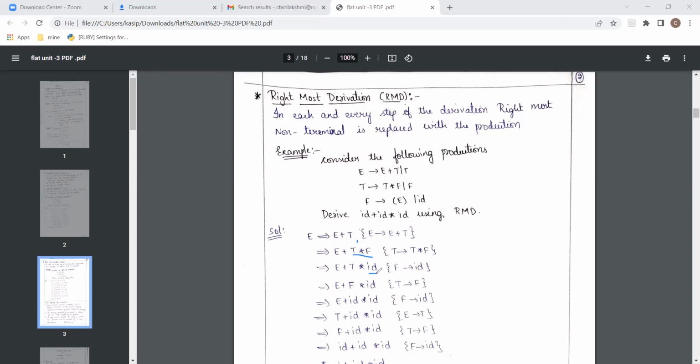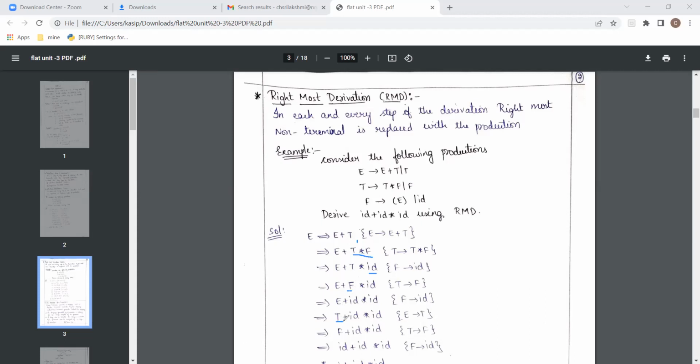Okay, and after that, what am I going to do? In place of T, what do I have to substitute? F. So that is what we have done here. So F I have substituted, T tends to F. Now F tends to ID I have substituted here, and after that in place of E I have to substitute T.